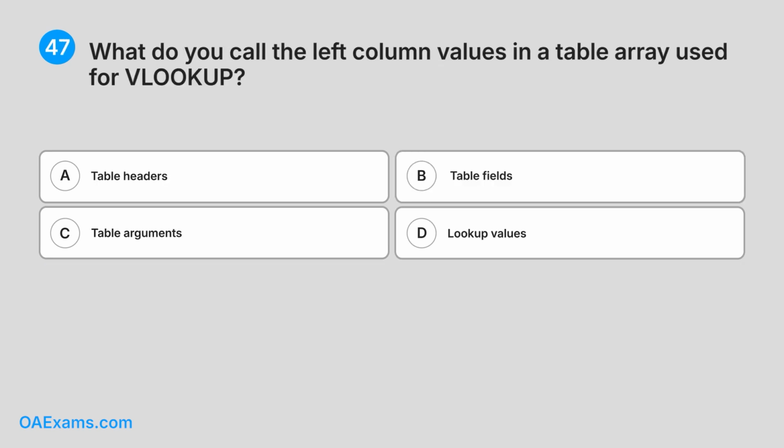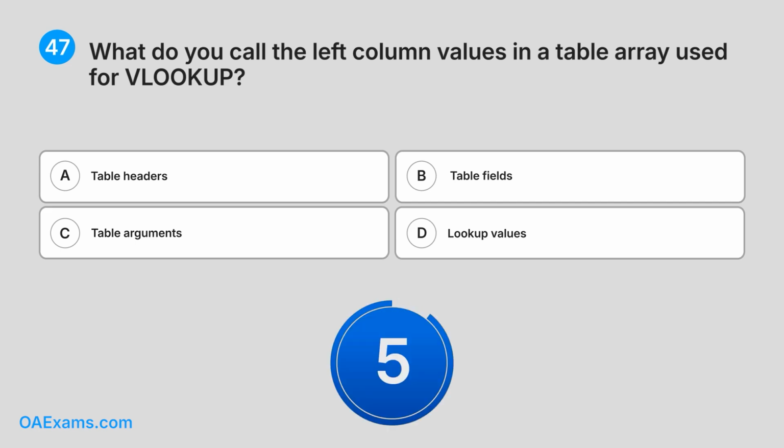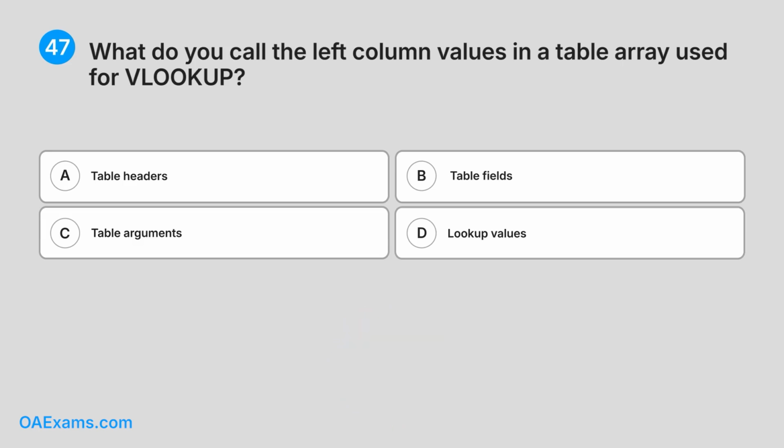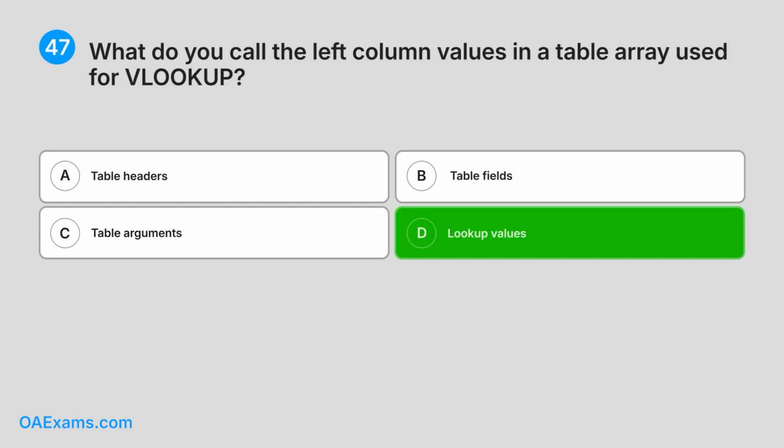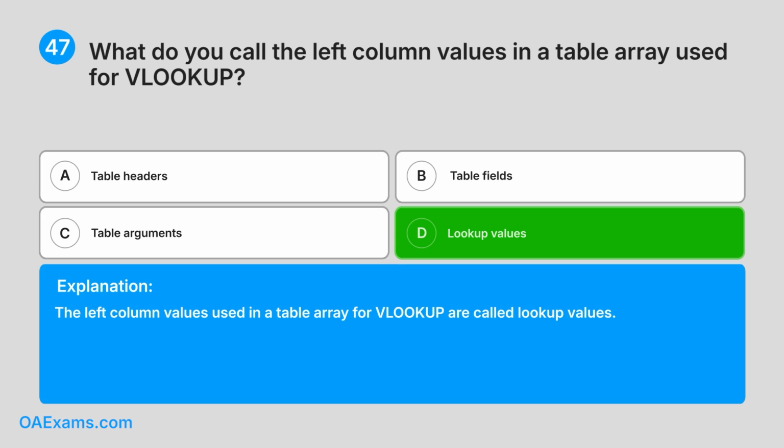47. What do you call the left column values in a table array used for VLOOKUP? A. Table headers. B. Table fields. C. Table arguments. D. Lookup values. What do you think is the answer? Correct answer, D. Lookup values. Explanation. The left column values used in a table array for VLOOKUP are called lookup values.